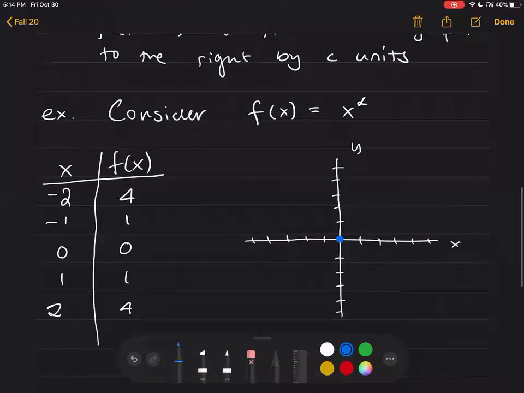The parabola will look like this if we plot our points. And then we connect them with our parabola line like that. Okay, cool.